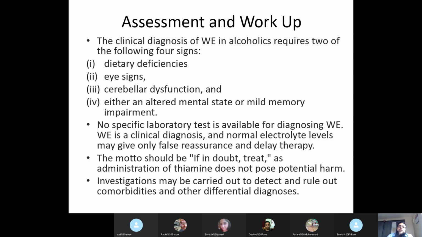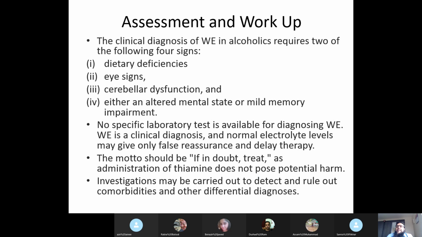Now we have gone through the examination, and no specific laboratory test is available for diagnosing Wernicke's encephalopathy. But you need to check the electrolyte levels. You need to check vitamin D3, vitamin B12, and folate, because of these comorbidities. So you need to check for the comorbidity.